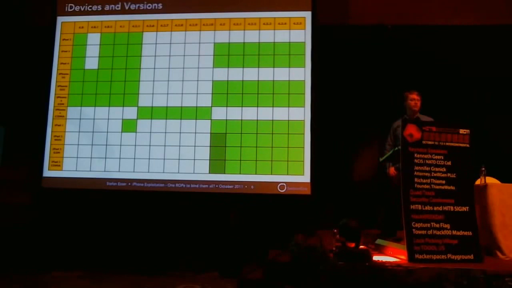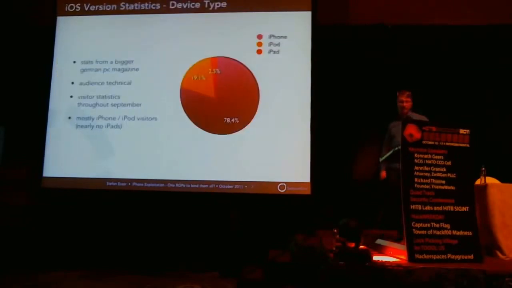So when you have no idea, you just know the device is running iOS 4, one of these 81 combinations could be your target. And now the question: how likely is it that something is your target? There are statistics I got from a German IT magazine. The audience is very technical because it's an IT magazine. It covers visitors between the 1st and I think the 20th or 25th of September.